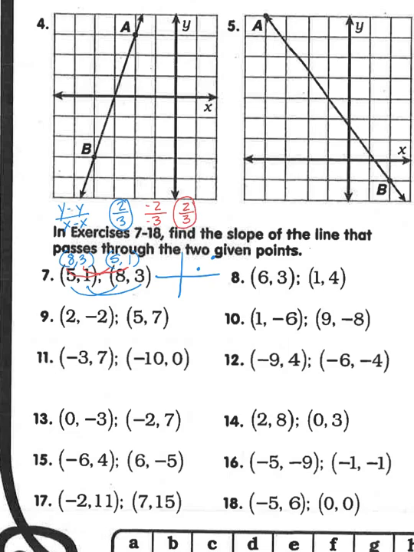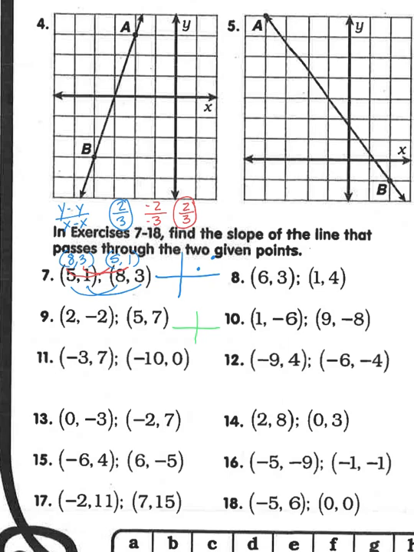Okay, so what you're going to be doing is finding the difference between the y terms and the difference between the x terms, and then turning that into your slope just like you would if you had a graph. So we'll do one more here. Let's do number 9. So now again, 2, negative 2, 5, 7.